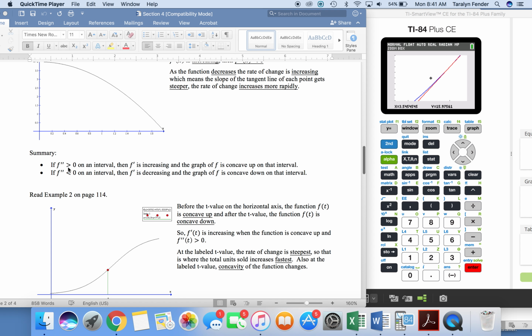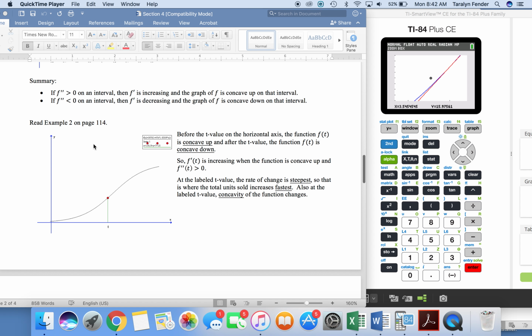If f double prime is greater than 0 on an interval, then f prime is increasing and the graph of f is concave up on that interval. If f double prime is less than 0, then the function is concave down on that interval. And here's an example on page 114 that talks about the value right here, it's really called an inflection point. We haven't talked about that yet.